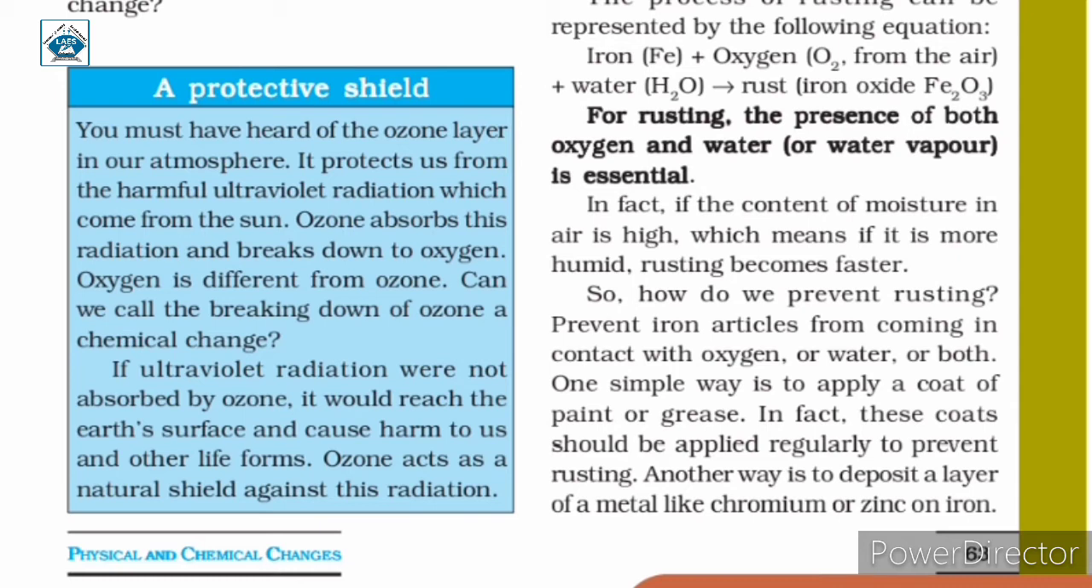We will have to prevent iron particles from coming in contact with oxygen and water. If the amount of moisture in the air is high, that is if there is more moisture in the air, rusting takes place faster. That is, if a piece of iron is kept in humid air for a long time, it starts rusting. Since we know that rusting takes place when iron comes in contact with water and oxygen, to prevent iron particles from rusting, we prevent them from coming in contact with oxygen or water or both.